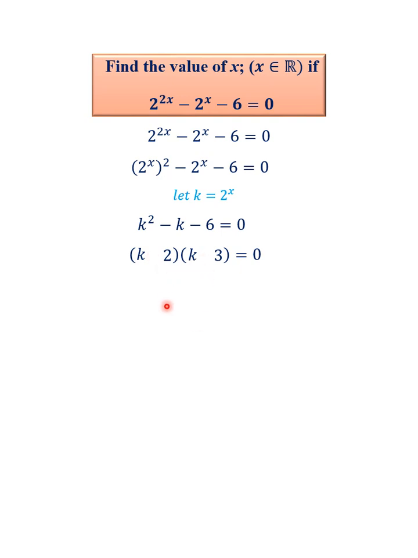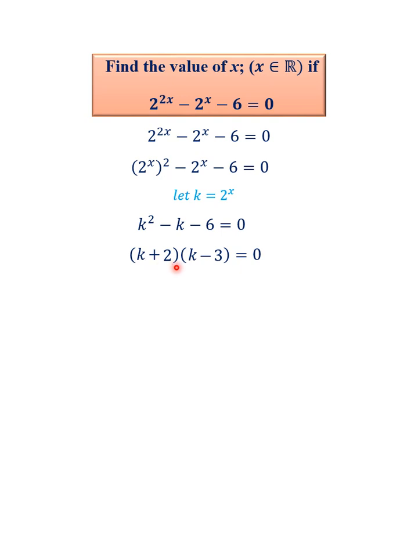It's very easy. We know that 2 times 3 will give us 6. The coefficient of k here is negative 1. How do you combine 2 and 3 to give you negative 1? Of course, negative 3 plus 2 will give you negative 1. And of course, negative 3 times 2 will give you negative 6. What it means is that the sign here must be negative, while the sign here is positive.